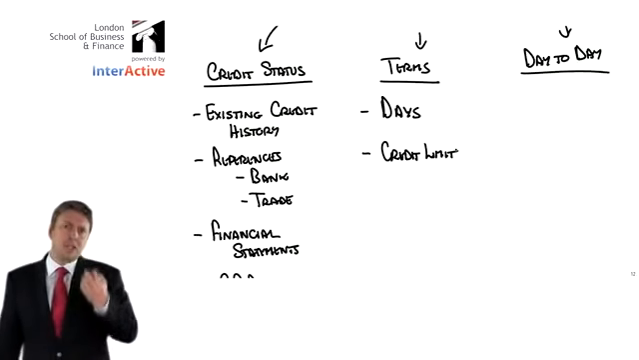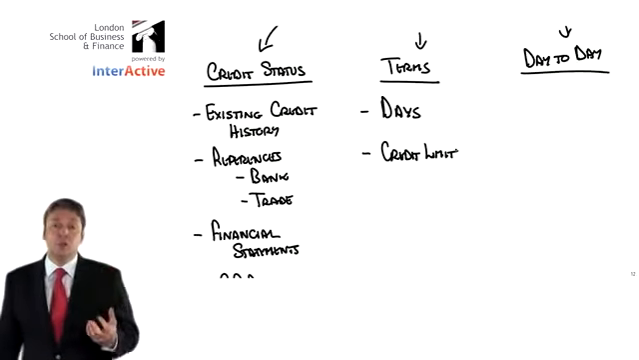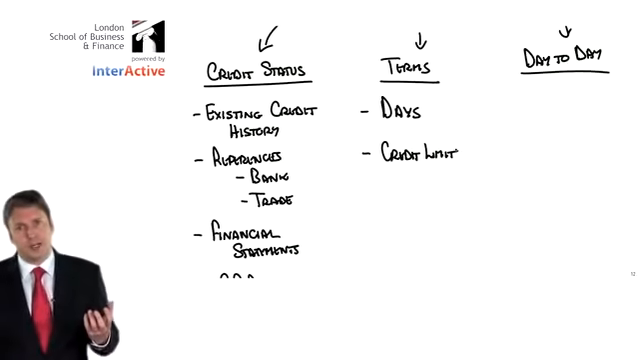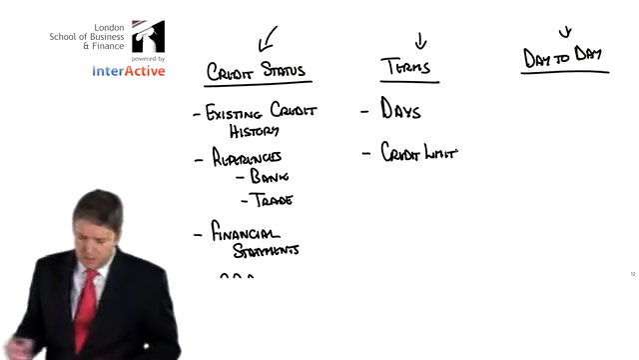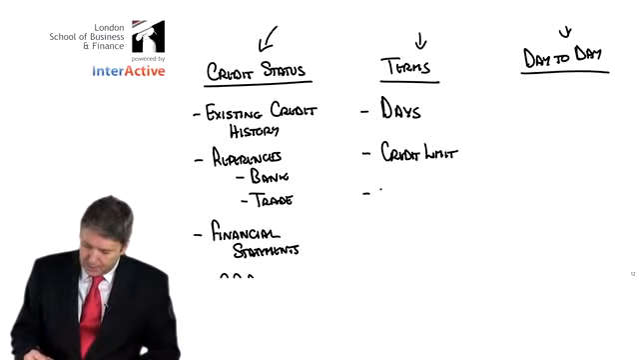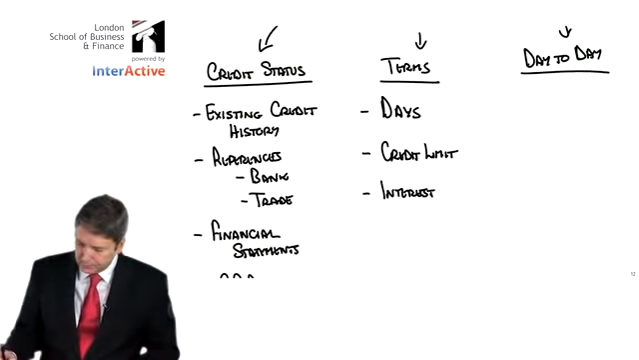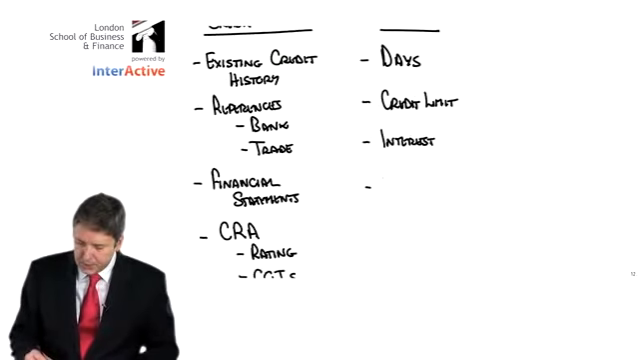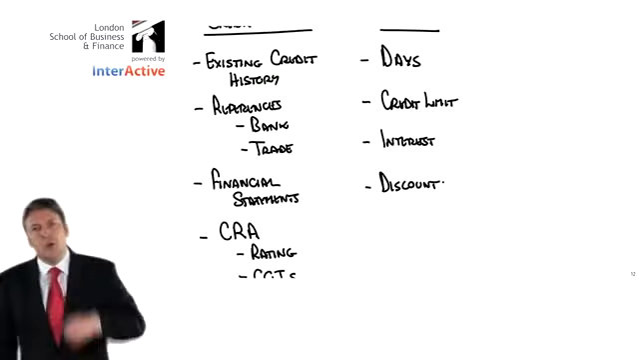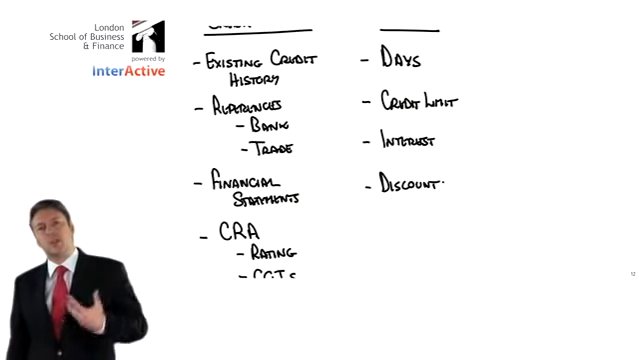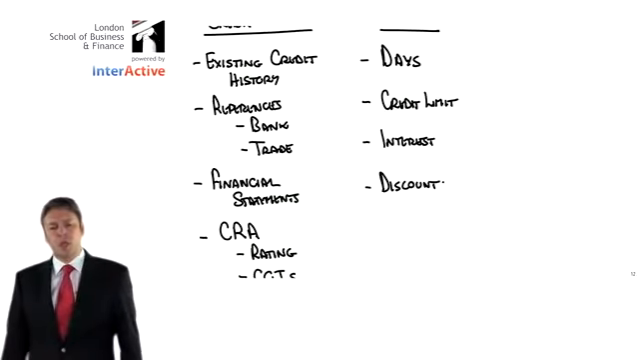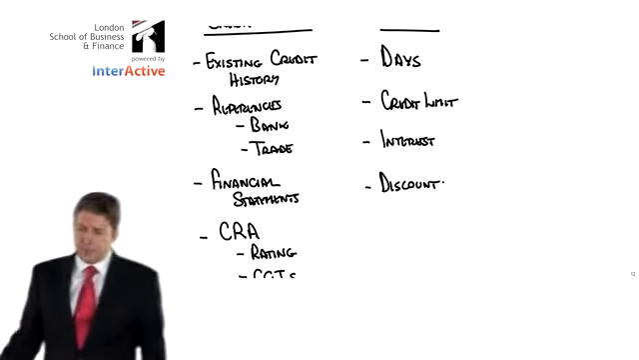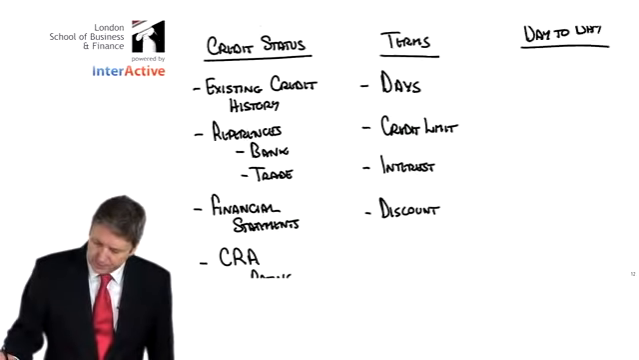It's also the maximum amount we can expect to lose in the event that the customer goes bad. And of course, we could talk about interest on overdue accounts or discounts for early payments. So, we look at the sort of things that are in the contractual obligation. Finally, we look at day-to-day policy.